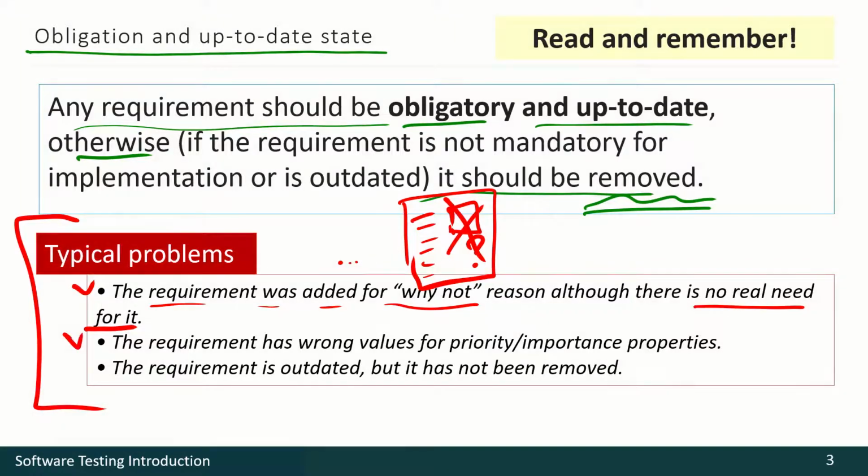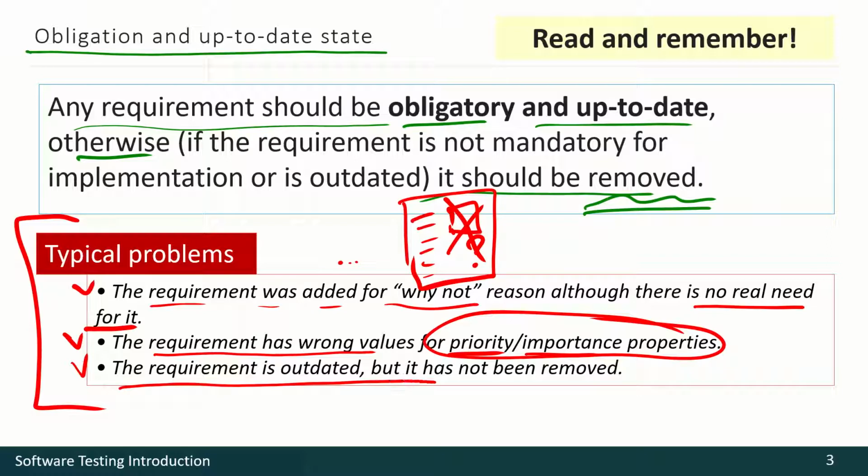The second typical situation is that a requirement has wrong priority or importance properties. And that leads to a situation when some insignificant and unimportant requirement displaces other really important requirements. So these properties of a requirement, we shall talk about them in the next video, should absolutely have proper values. Otherwise, our attention may be misguided to those requirements that are not really important.